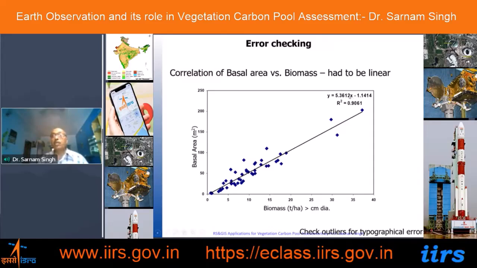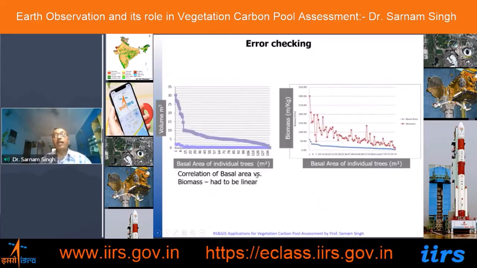So you can see here, this is the equation with me. Y is equal to 5.3612 into x, where x is my independent variable, let us say diameter, and then I have a beta constant. So this kind of linear equation has to be generated actually. And how to check the error?